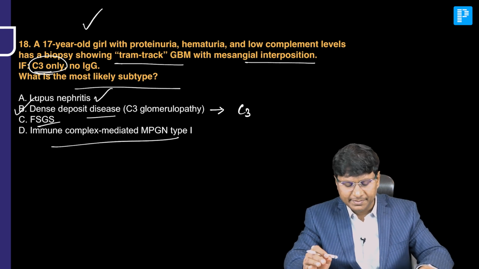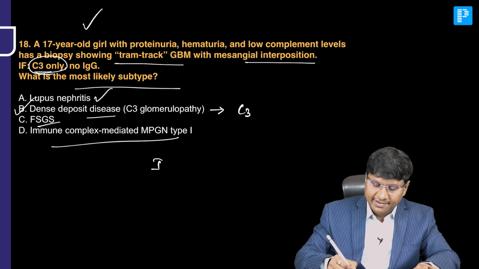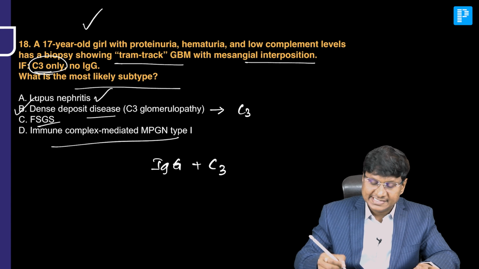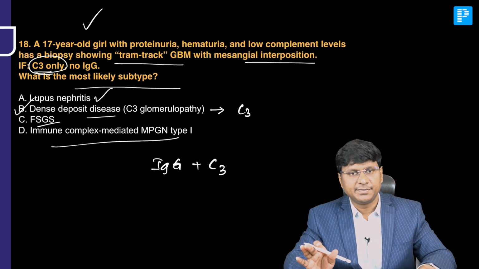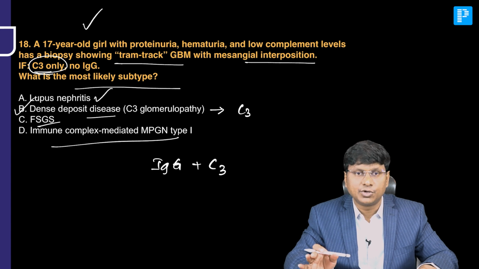Next one is immune complex mediated membranoproliferative glomerulonephritis type 1. Here you will classically have IgG plus C3 granular deposits. So this is about dense deposit disease, that is C3 glomerulopathy.